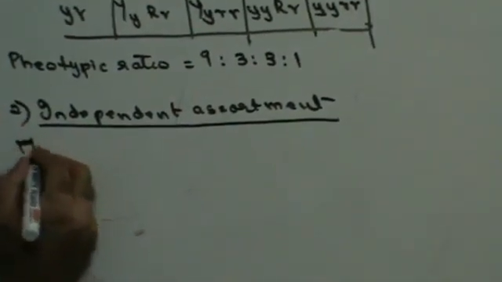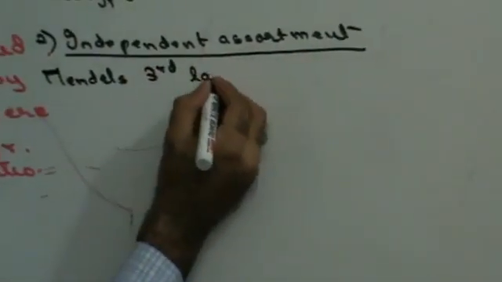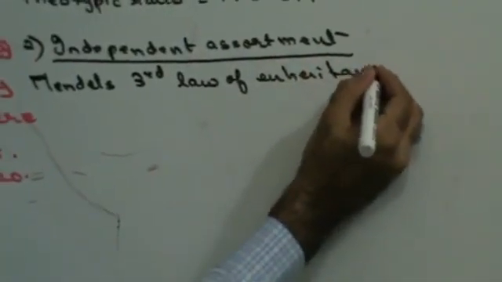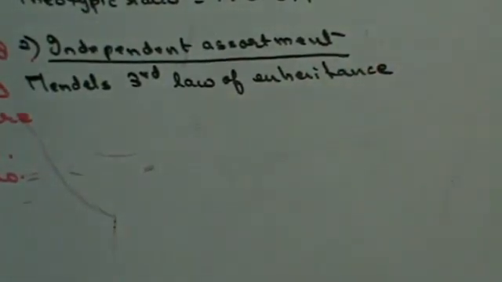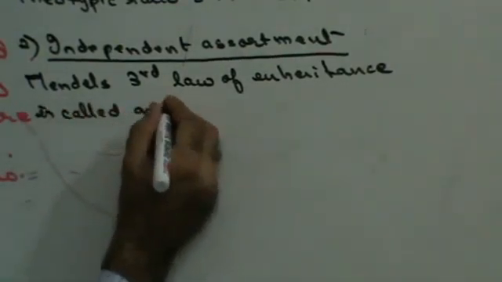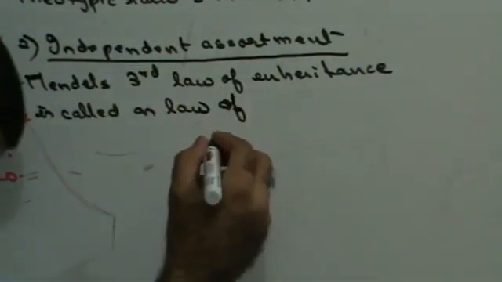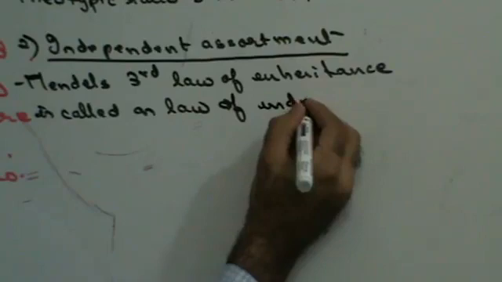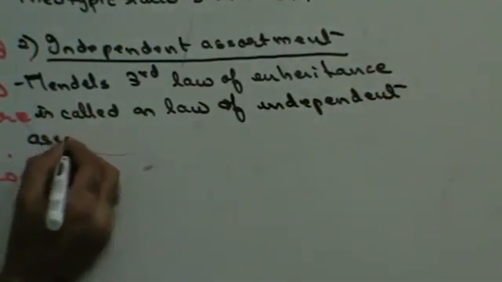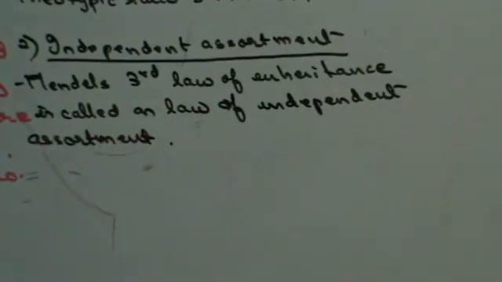Right? So I can say that Mendel's third law of inheritance is called the law of independent assortment. That's my third law of inheritance.